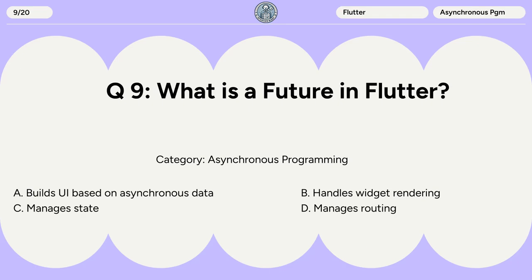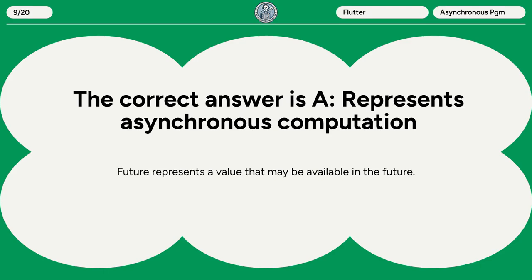Question 9. What is a Future in Flutter? A. Represents asynchronous computation. B. Handles widget rendering. C. Manages state. D. Manages routing. The correct answer is A. Represents asynchronous computation. Future represents a value that may be available in the future.